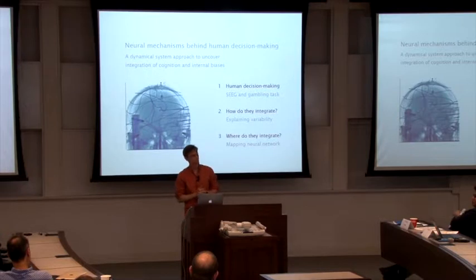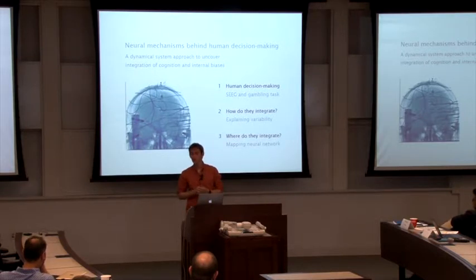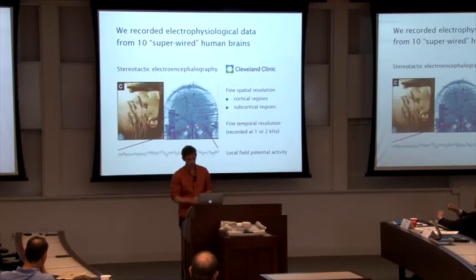So the outline of the talk is the following. I will first describe the data, both the behavior and the neural data that we have. And then I will tell you about how we try to answer these two questions that I'm interested in. So let's have a look at the data.